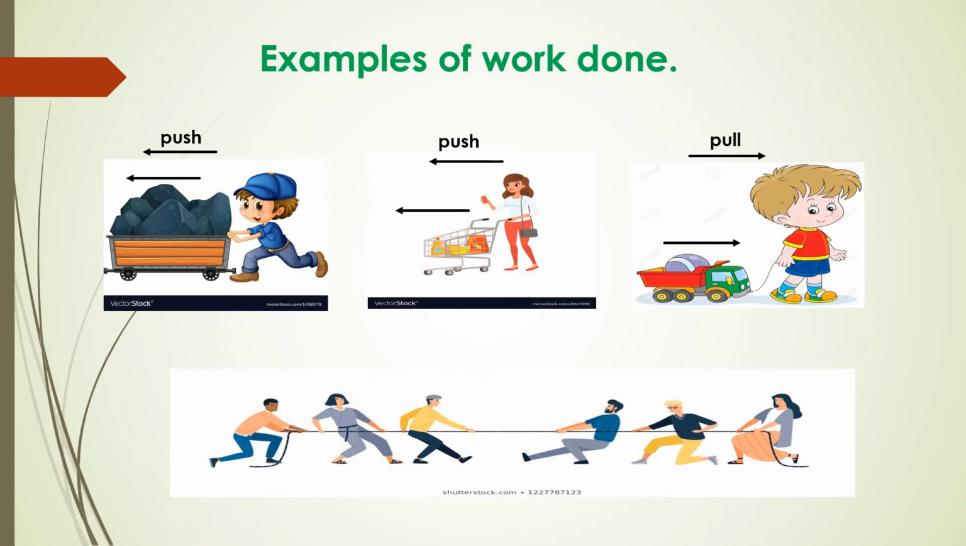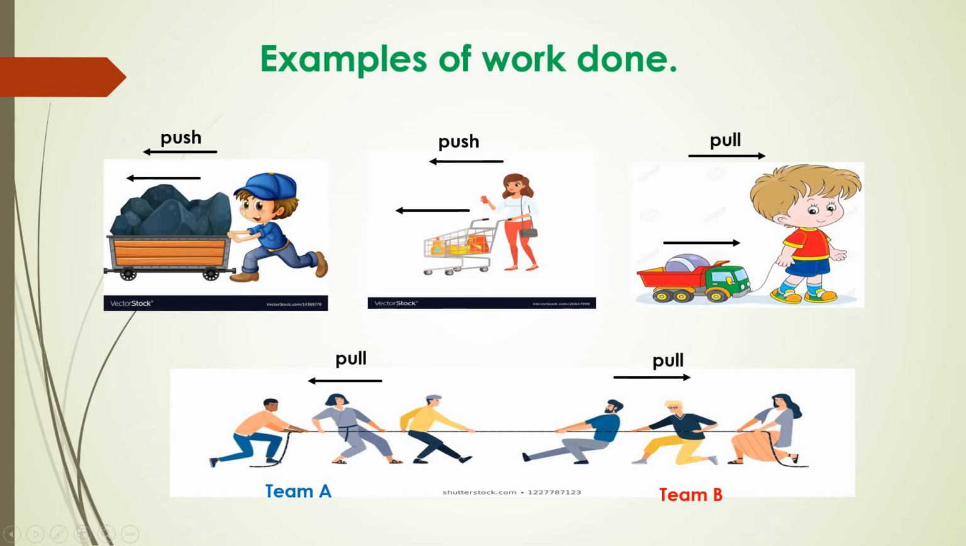Let us see another example. Suppose there is a tug of war going on between team A and team B. Let's say team A is represented by blue color. As soon as the whistle blows, both teams apply force, and both teams will apply pull force in their respective directions. So team A will apply pull force in this direction, whereas team B will apply pull force in this direction.